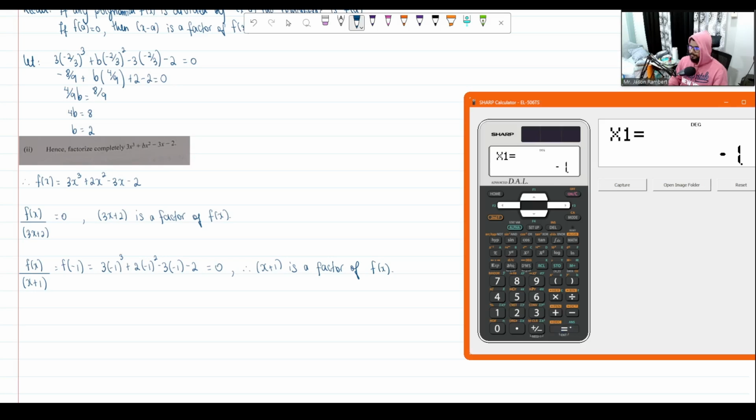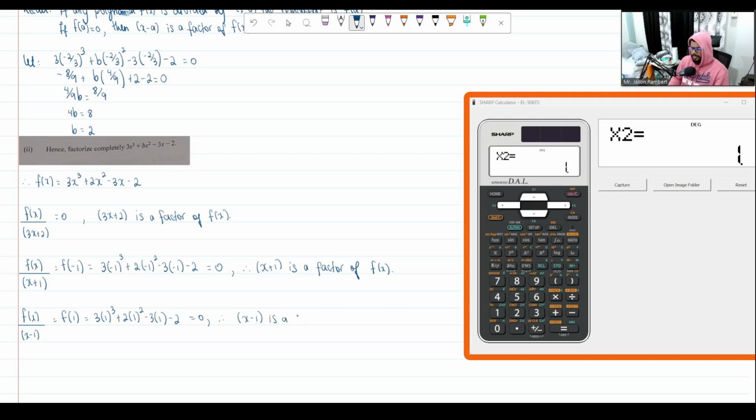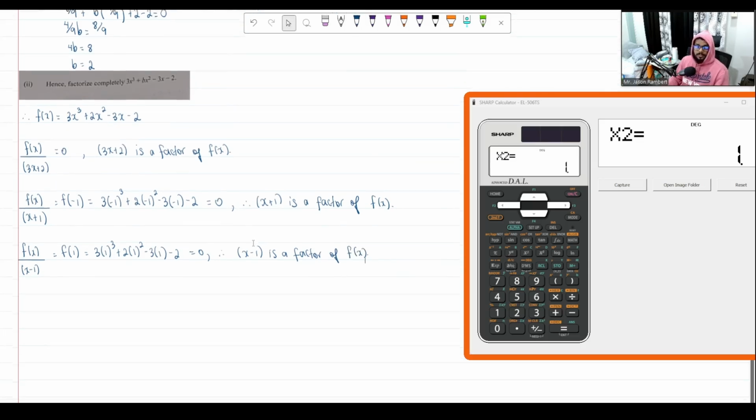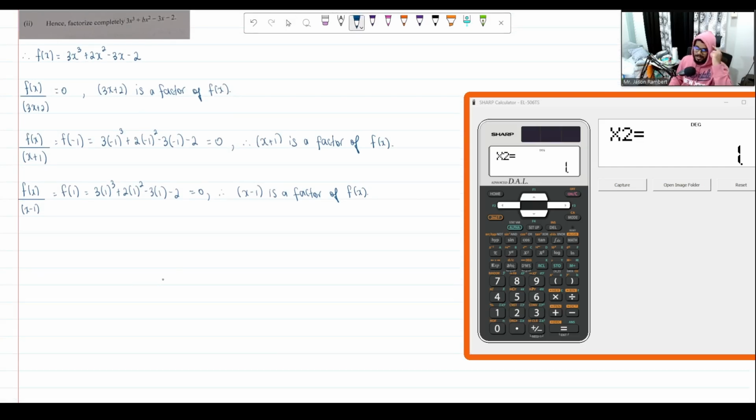Our next answer is 1. So I can now come and say, well, f of x over x minus 1 is equal to f of 1, which is 3 into 1 cubed plus 2 into 1 squared minus 3 into 1 minus 2. This is also 0. Therefore, x minus 1 is a factor of f of x.